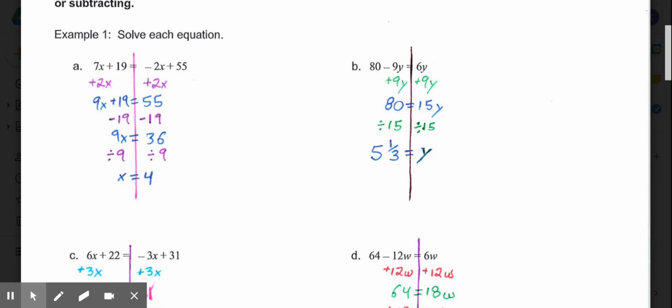So 80 divided by 15 is 80 over 15, or simplified, 16 over 3, or further simplified to the mixed number 5 1/3. So this, again, is why you don't want to rely on your calculator for division. You should set it up as a fraction, 80 divided by 15, or 80 over 15, and then simplify, and you should end up at 16 over 3, which you could convert to 5 1/3.